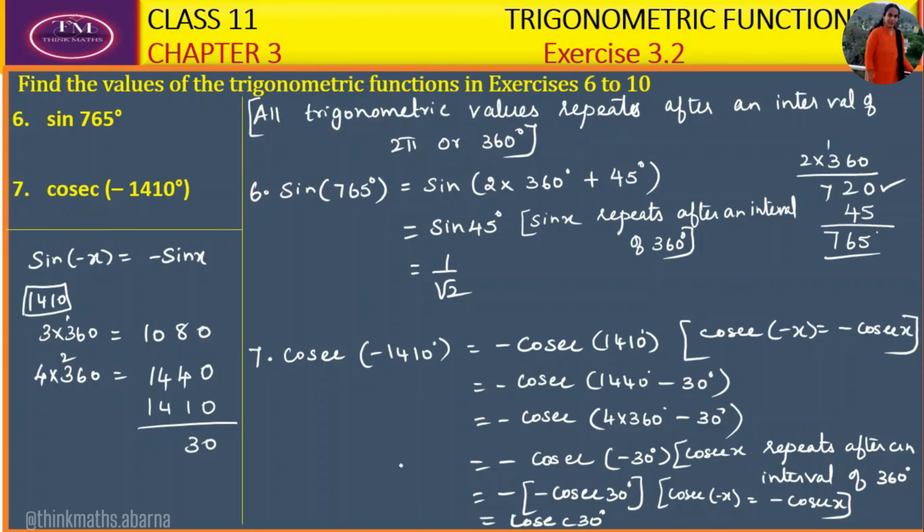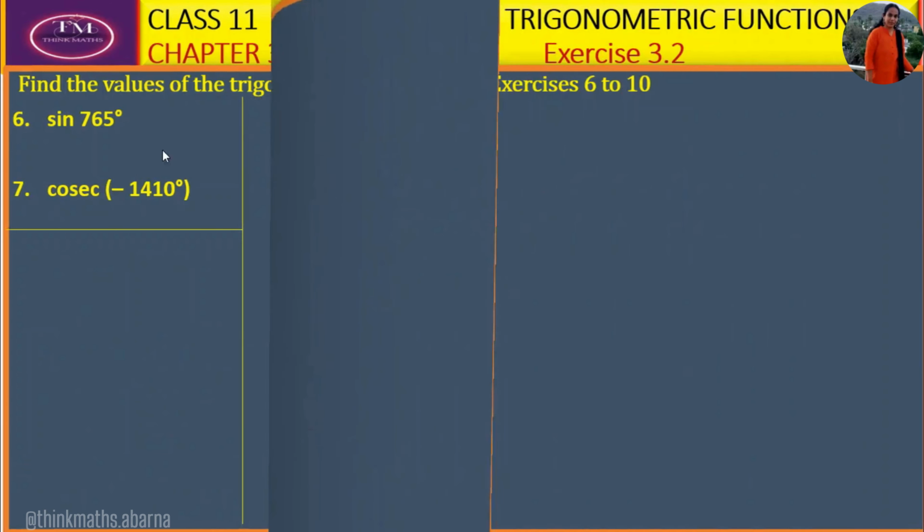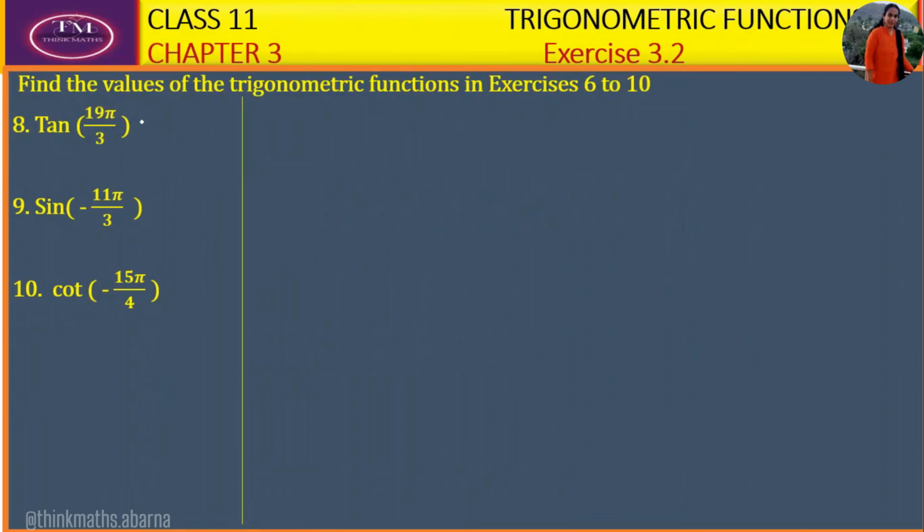What is cosecant 30? So let me continue here. Cosecant 30 is 1 by sine 30. What is sine 30? 1 by 2. So 1 by 2, when we take it to the numerator, it will be 2 by 1, which is 2. So cosecant 30 is 2. 2 is our answer. Clear? So shall we move on to the 8th problem? Find the values of the trigonometric functions. We have to find tan 19 pi by 3.